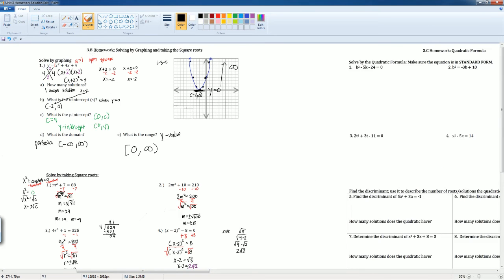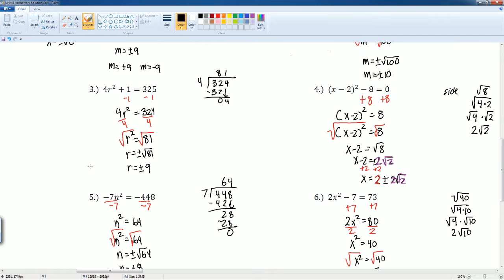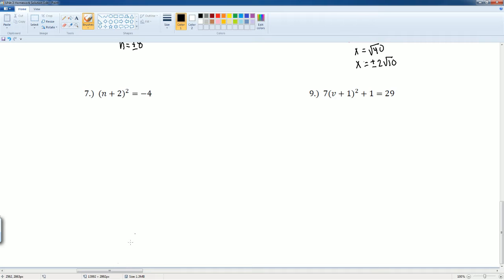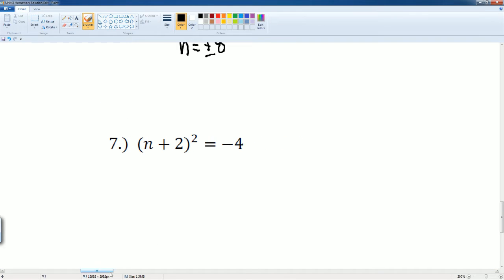This is going to cover 3B, solving by taking the square root. Here we're going to do number 7 and number 9. Not sure what happened to 8. Okay, let's take a look at this one.